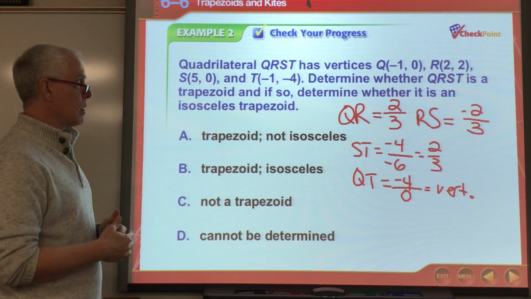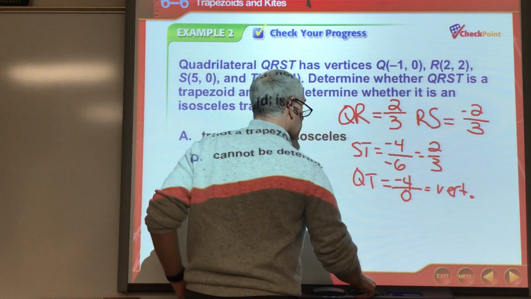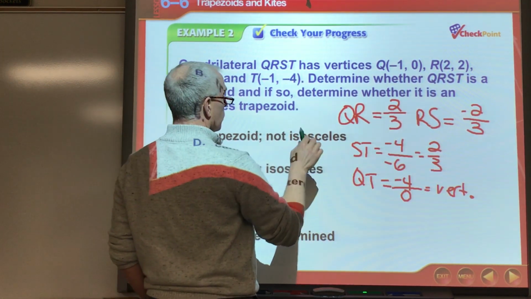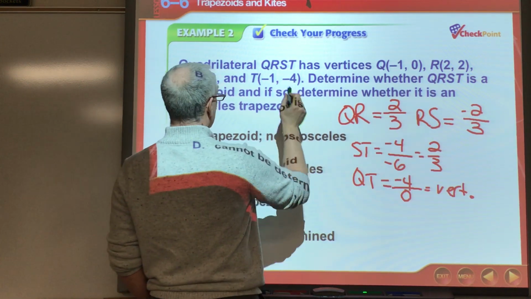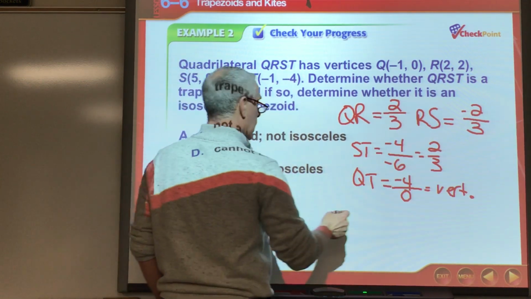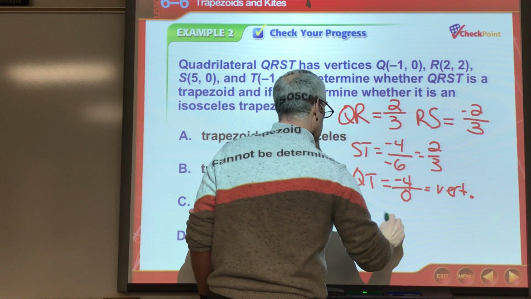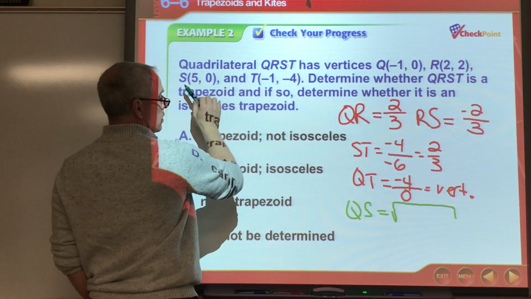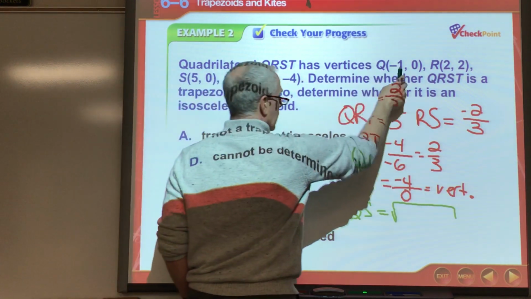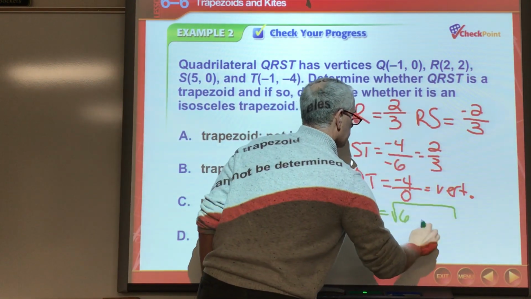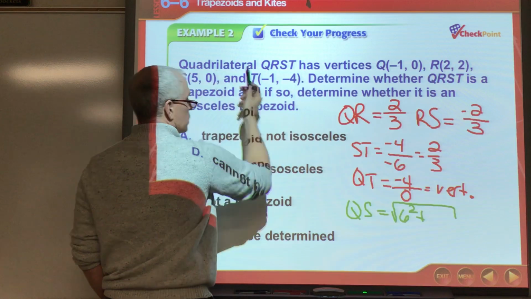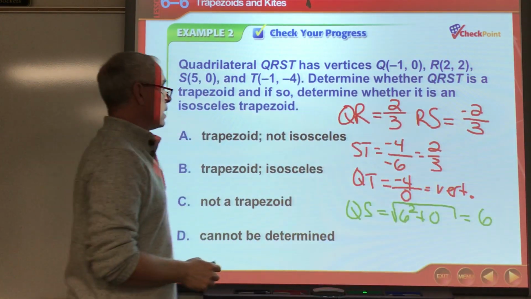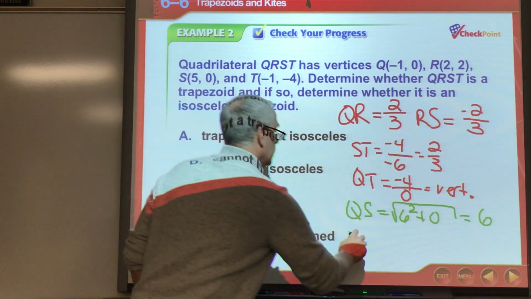Now I need to go ahead and measure the lengths of the diagonals. Okay, so QRST, if you were to think of QRST, QS is a diagonal. Okay, so the change in the x's from 5 to -1 is 6, and from 0 to 0 is 0. So I get 6 for that diagonal. The other diagonal is RT.